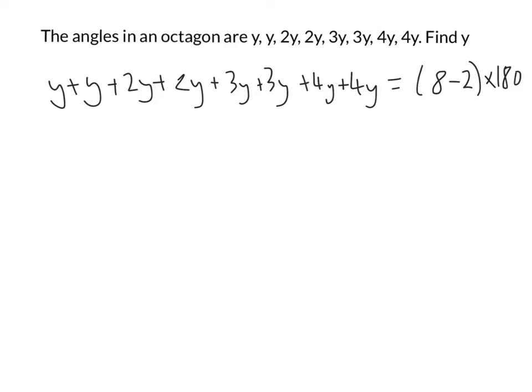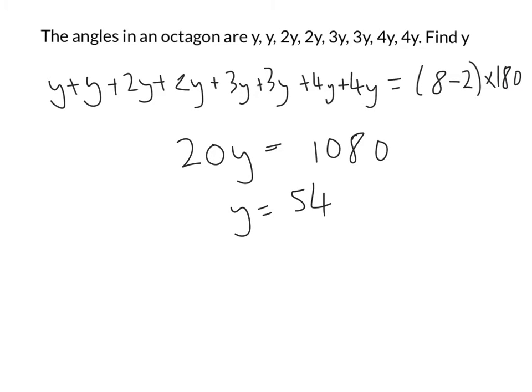If we add together the left hand side, we get 1, 2, 4, 6, 12, 20y. And if we work out the right hand side, we get 1080. So the sum of the interior angles of an octagon are 1080. So we divide that by 20 to get that y is 54.